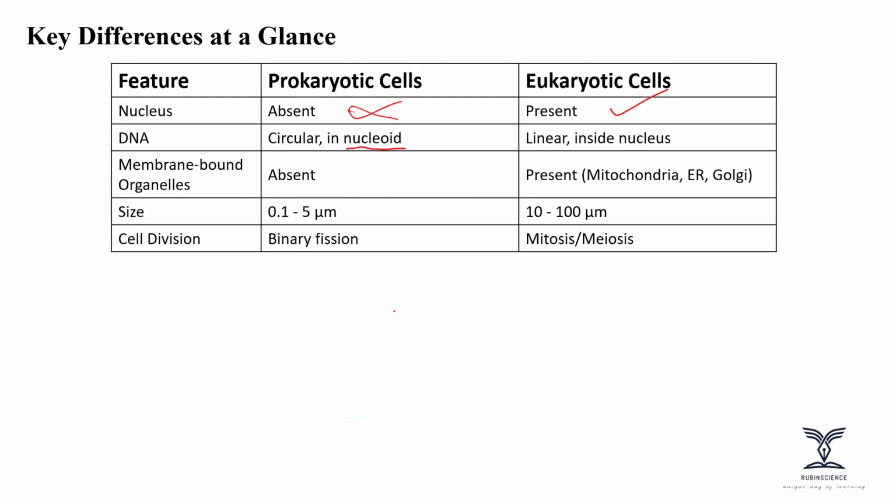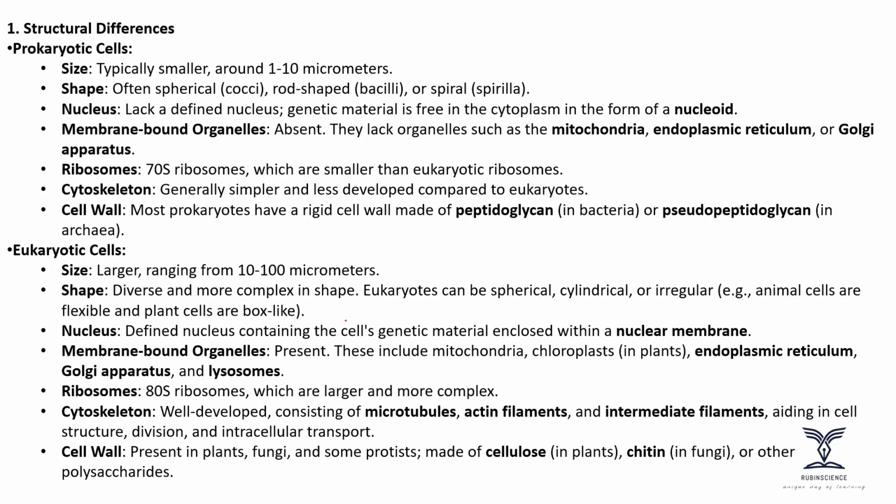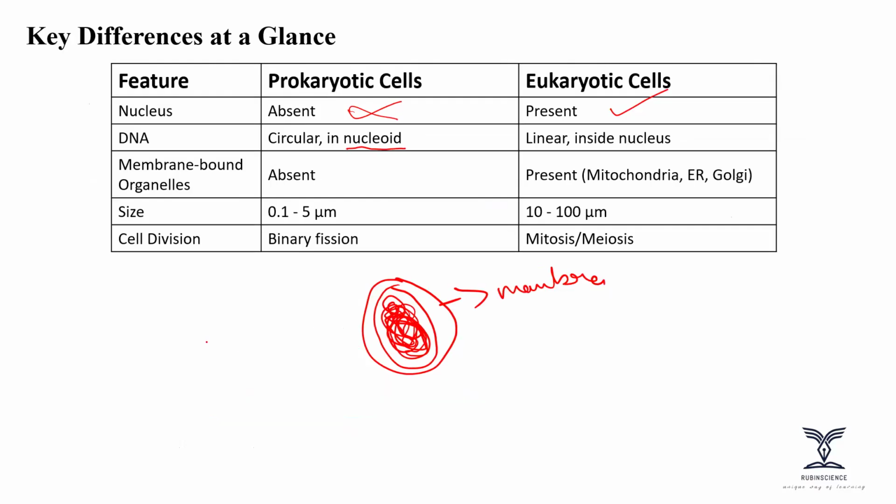What is the difference between a nucleus and a nucleoid? In a nucleus, the genetic material is covered, bound, or protected by a nuclear membrane. Whereas a nucleoid is where a nuclear membrane is not there, but the DNA is present in the cytoplasmic region. Genetic material without its membrane boundary is called a nucleoid.